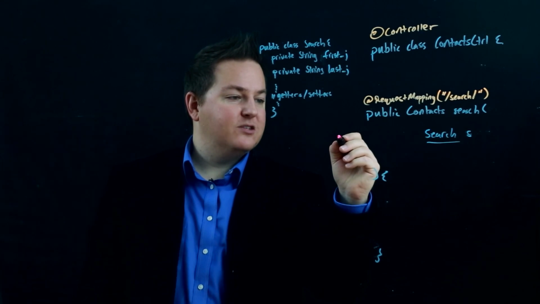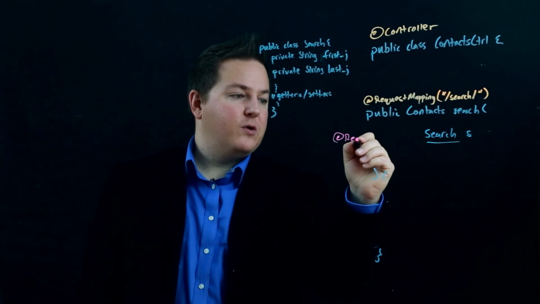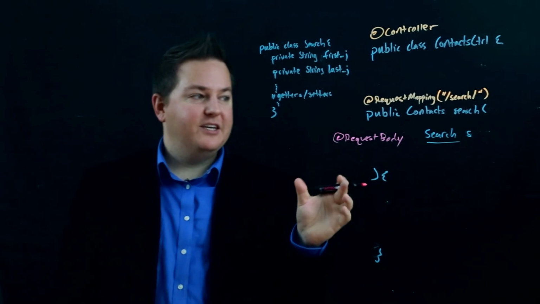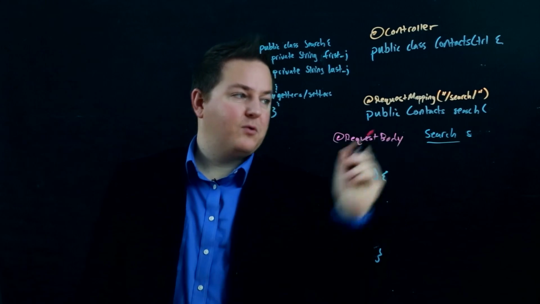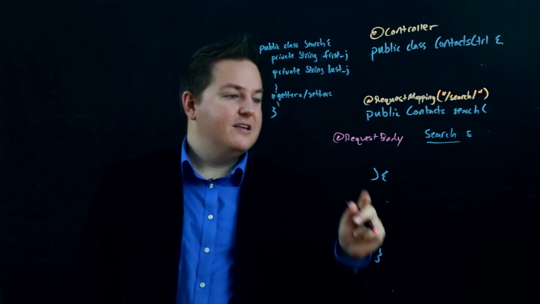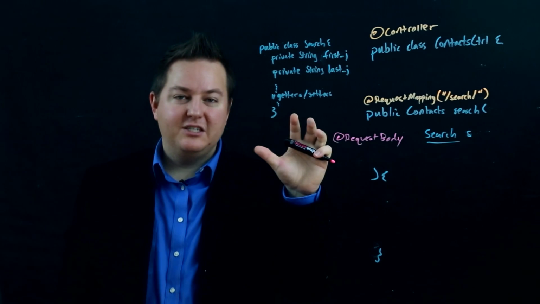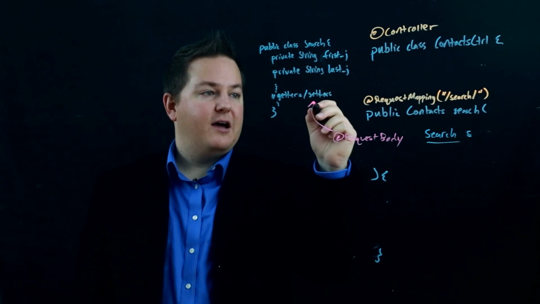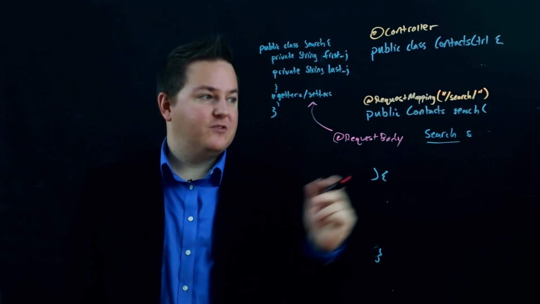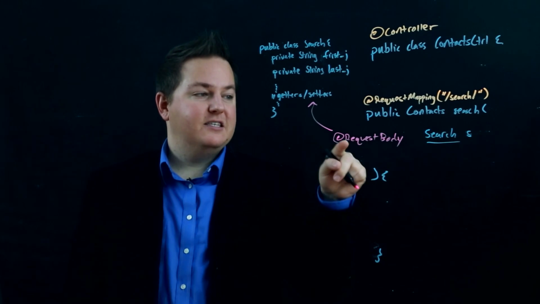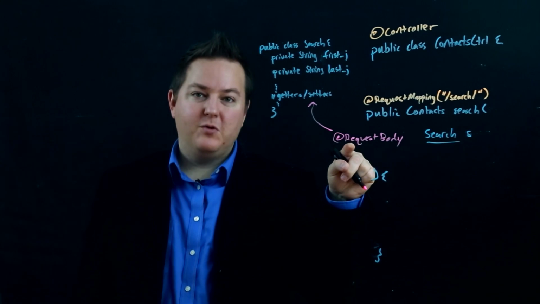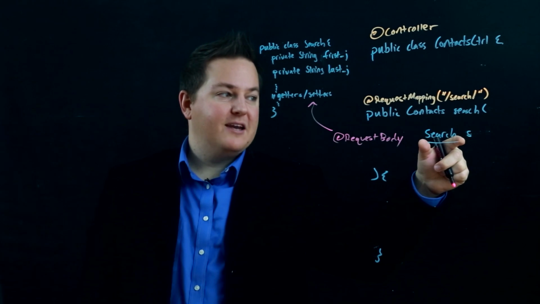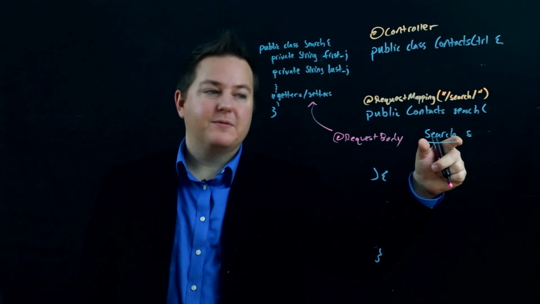Well, the way we do that is with an annotation called @RequestBody. And what this annotation does is it tells it for this particular parameter, search, S, we want you to take all of the HTTP request parameters and automatically convert them to an object of this type. So because this is a search object, the dispatcher servlet knows when it sees @RequestBody that it's going to have to take all of the HTTP request parameters and automatically convert them to an object of the type search.